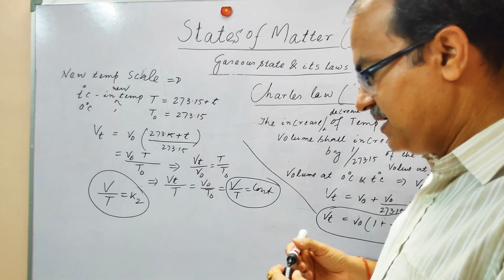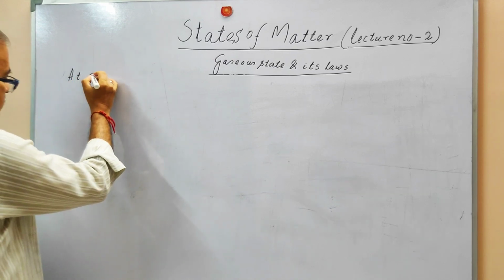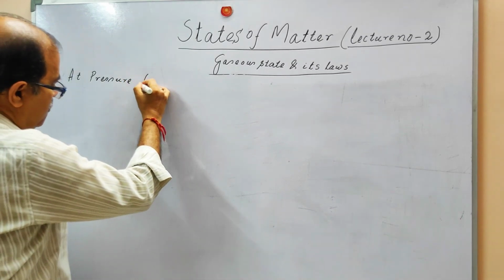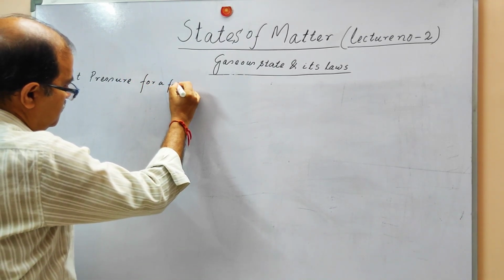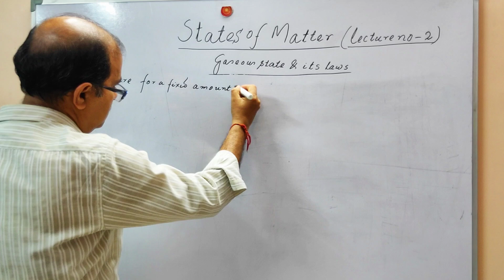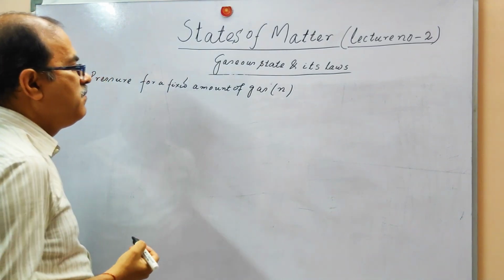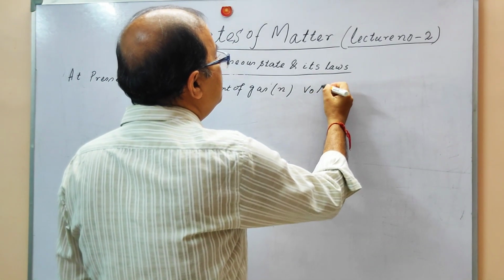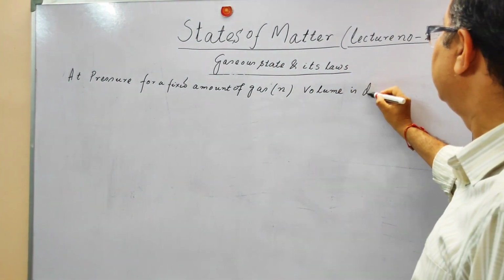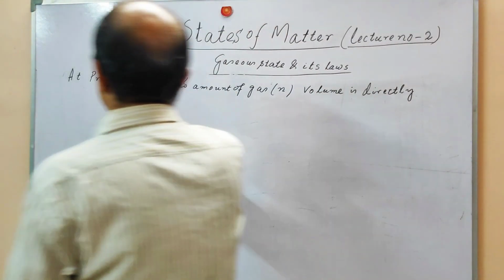What does it say? Charles said that at constant pressure, for a fixed amount of gas, fixed amount of gas meaning n is fixed, the volume is directly proportional to temperature.